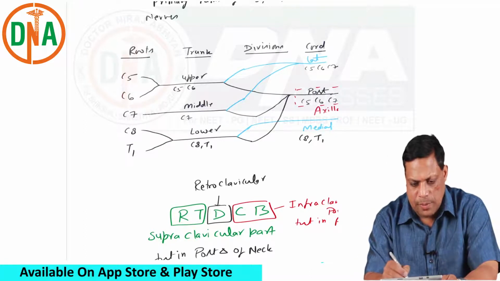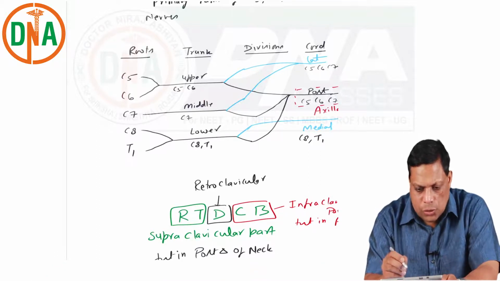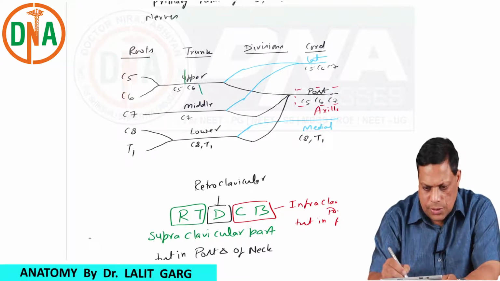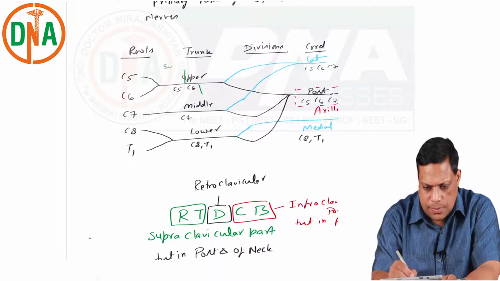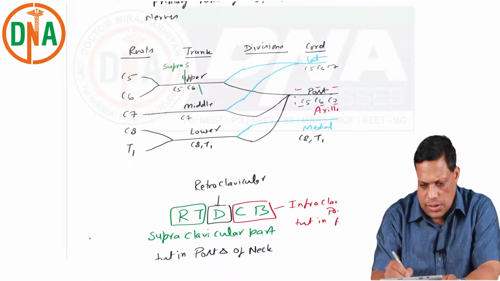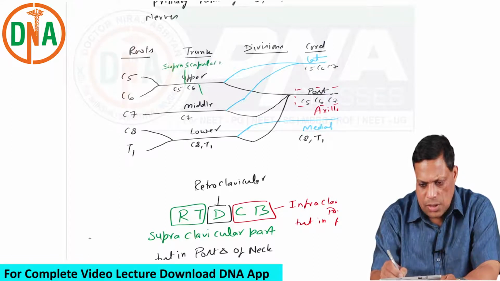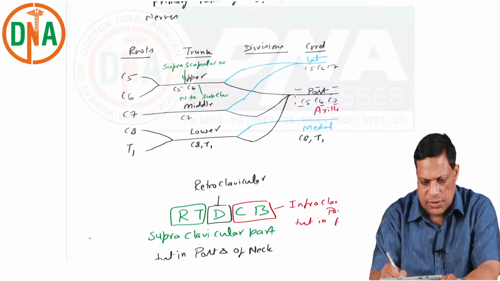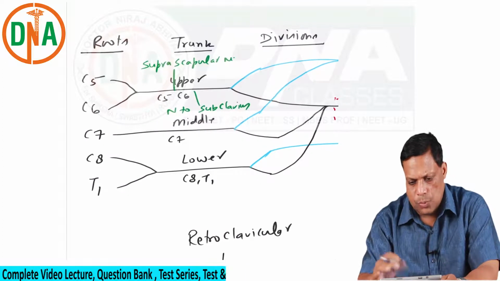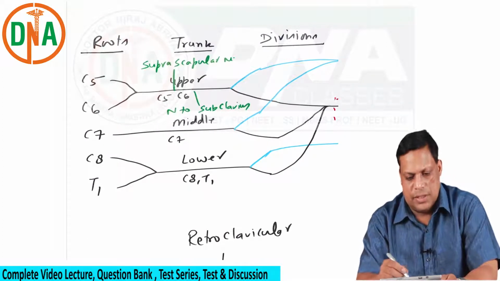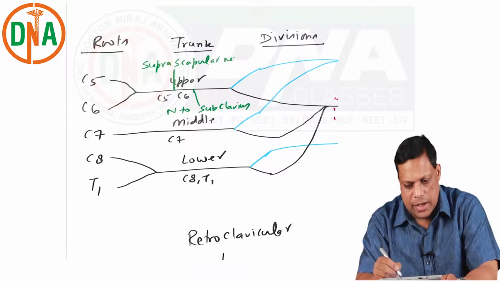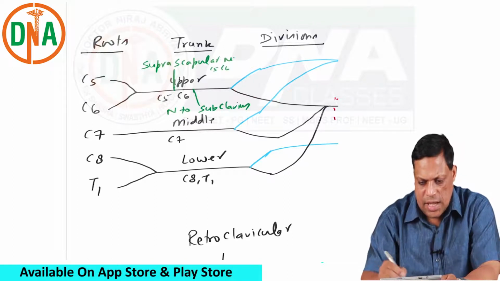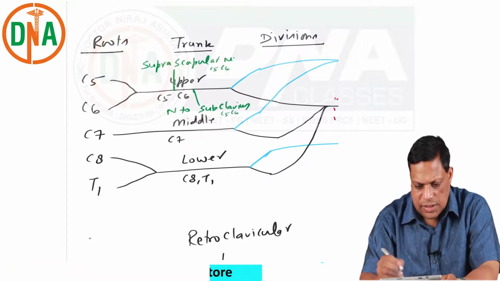The fibers which are forming the upper trunk, C5 and C6. So this upper trunk, it gives two branches. These are suprascapular nerve. And second branch is nerve to subclavius. Suprascapular nerve and nerve to subclavius. These two branches, they arise from the upper trunk. The root value of suprascapular nerve is C5, C6. Nerve to subclavius root value C5, C6.